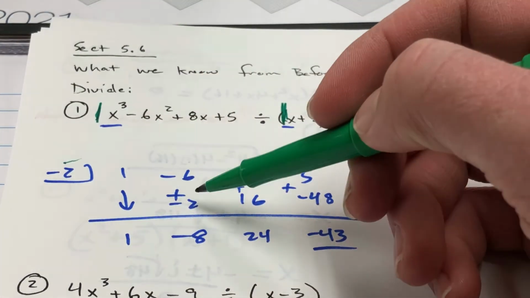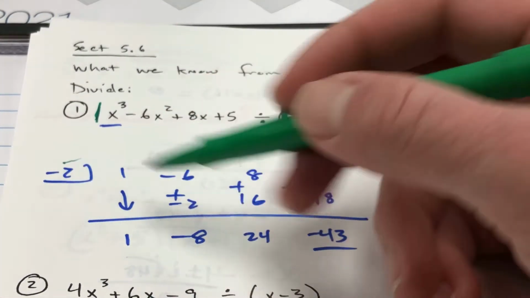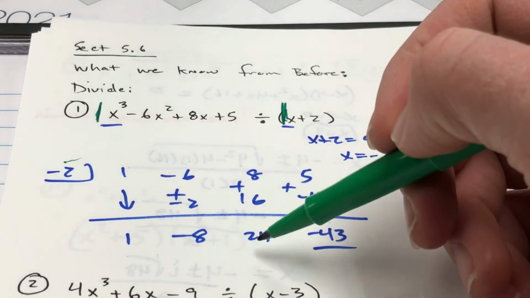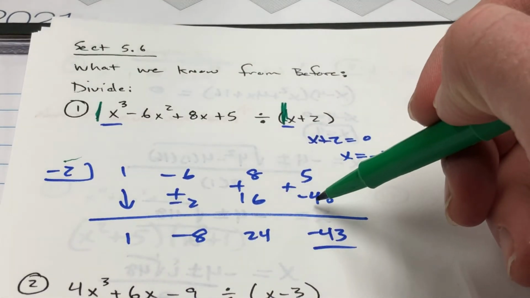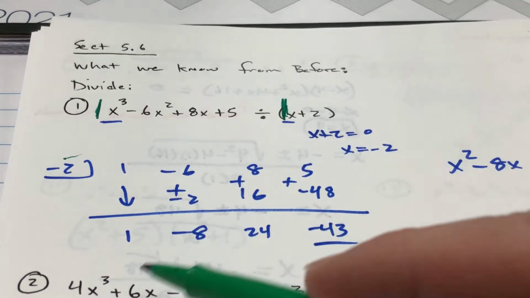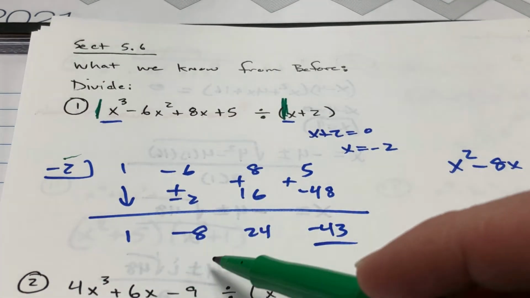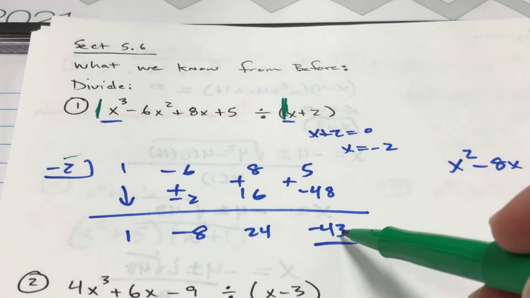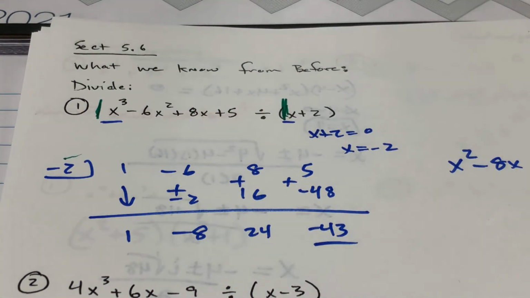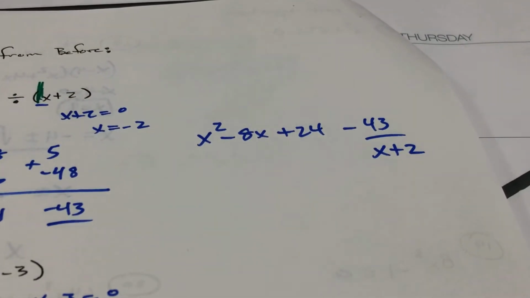Negative 2 times 1 is a negative 2. Add them up. Negative 2 times negative 8 is 16. Add them up. Negative 2 times 24 is negative 48. Add them up. This stands for 1x squared minus 8x plus 24 minus 43 over what you're dividing by.